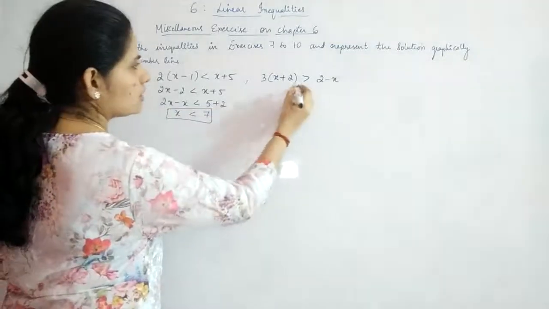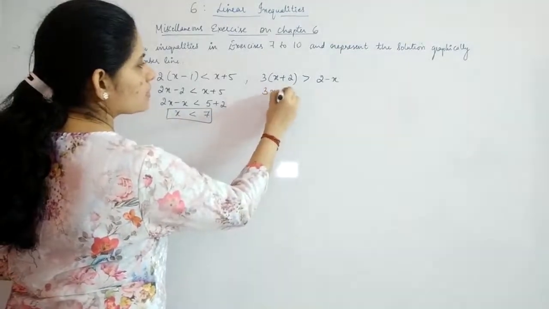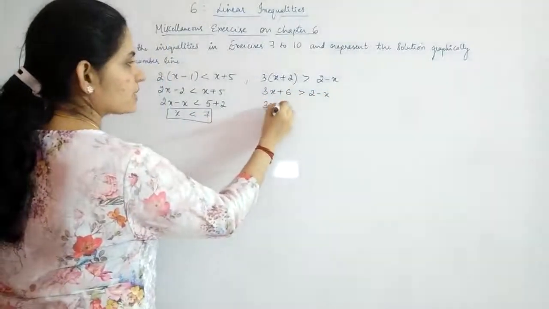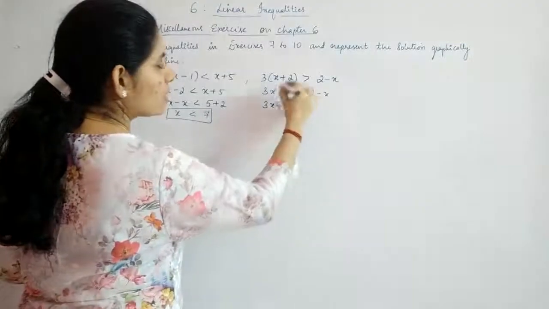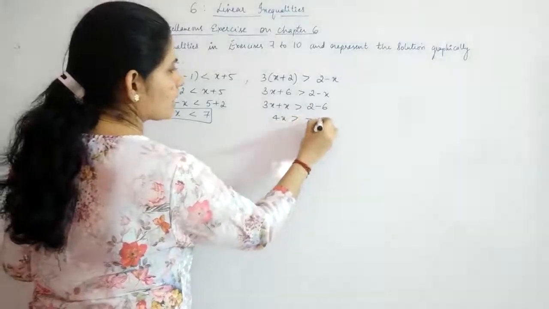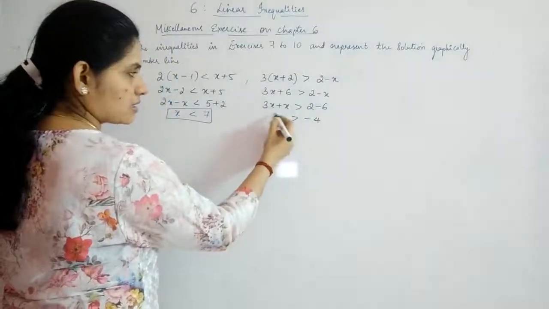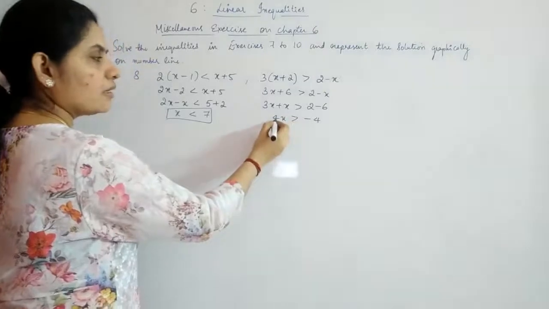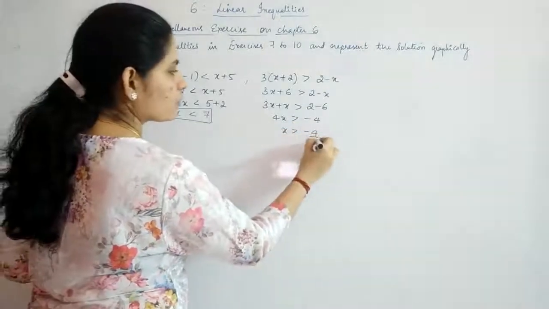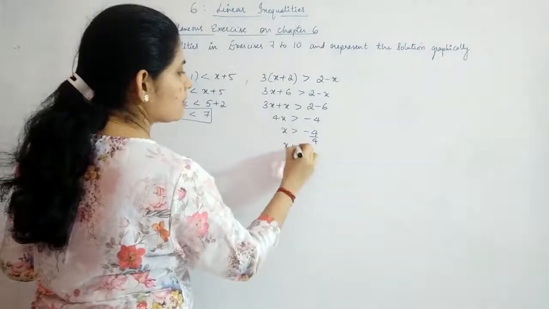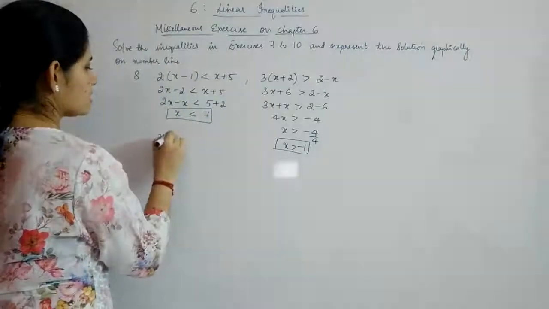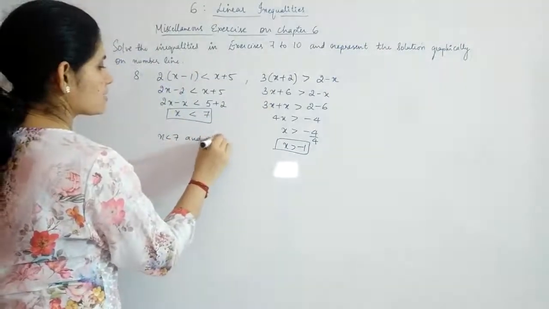And next, again multiplying out, 3x plus 6 is greater than 2 minus x. Now collecting the x terms, you will get 3x plus x greater than 2, and plus 6 will go there as minus 6. So you are having 4x is greater than minus 4. Dividing throughout by 4 will give you only x on the left hand side. So x is greater than minus 4 by 4, or you can say x is greater than minus 1. So these are the two inequalities you are getting: x less than 7 and x greater than minus 1.